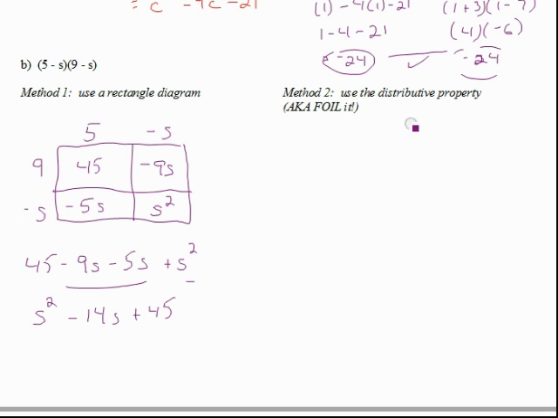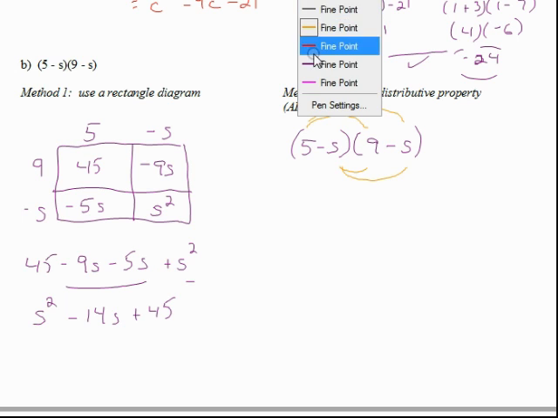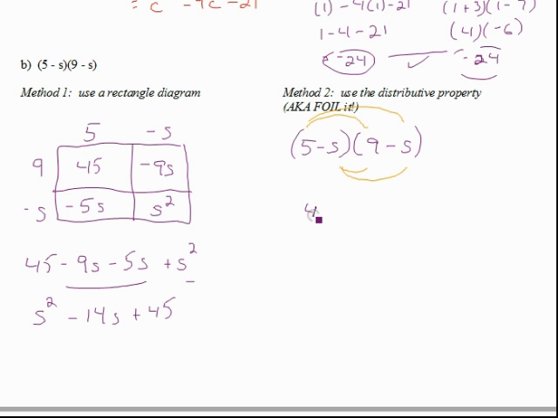Okay. Now when I FOIL it, it's going to be 5 minus s times 9 minus s. And first, outer, inner, last. We usually draw the lines like that so they're not quite so confusing. And 9 times 5 is 45. 5 times minus s is minus 5s. This is minus 9s plus s squared. And then I'm going to rearrange it again just like I did before. So minus 14s plus 45. And ta-da, we get the same answer.